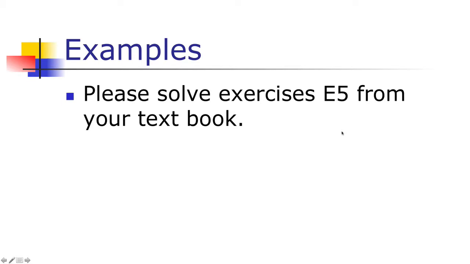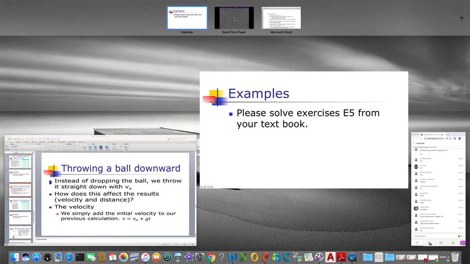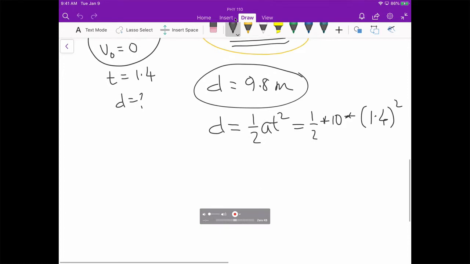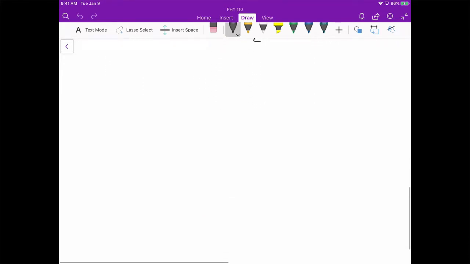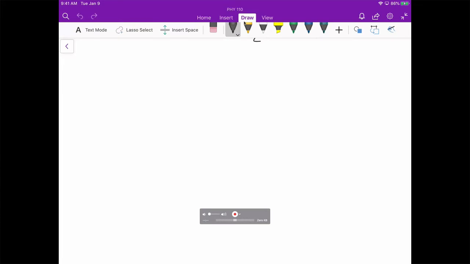In your textbook, there's a problem that involves throwing down an object, which is E5. I'll go ahead and solve that for you. The problem states, in my textbook, it's page 57. E5 is located on page 57.